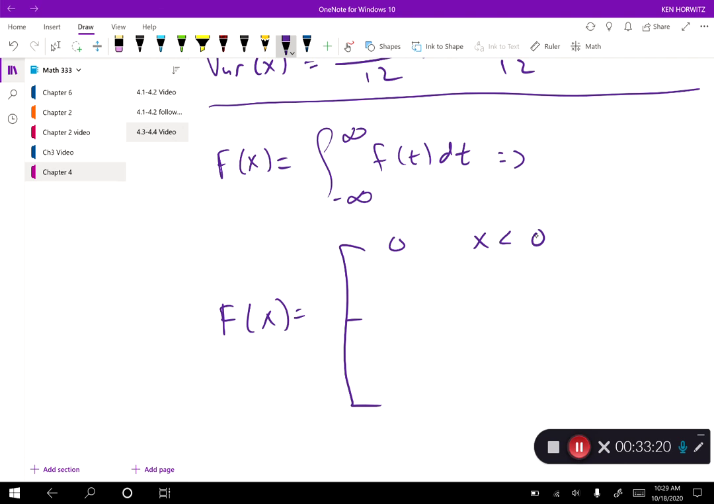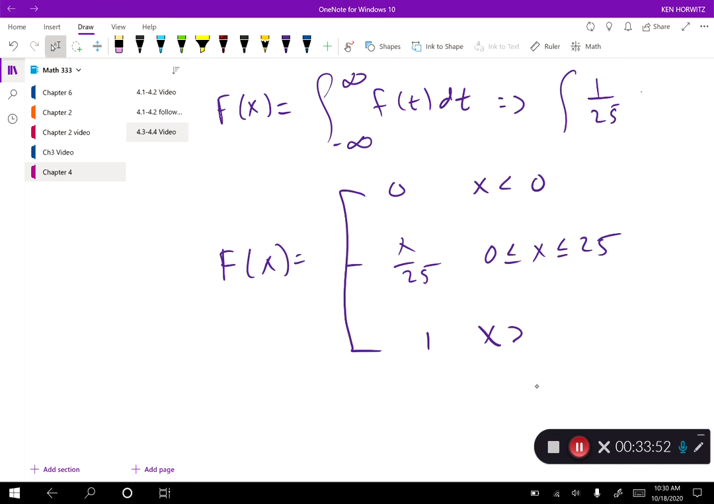So now when I integrate my 1 over (b minus a), it's going to be the integral of 1 over 25. So it winds up being x over 25 between 0 and 25, and 1 when x is greater than 25. And there are the 3 pieces. That's pretty much as hard as we can make it.